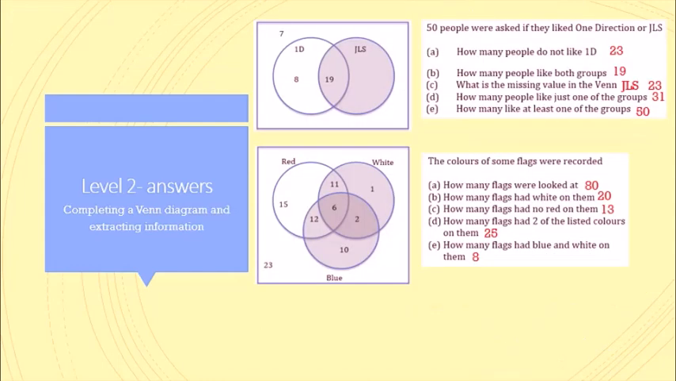Okay, so these are the answers for the level 2 questions now. Just check them against your questions. The first one is about One Direction and JLS. So that circle is for One Direction and this circle is for JLS. The colours of some flags were recorded. We've got 3 possible colours: red, white and blue. Again, check your answers with those answers over there.